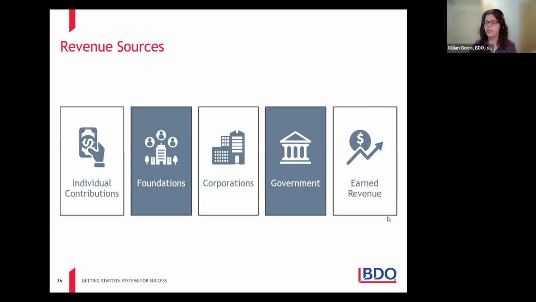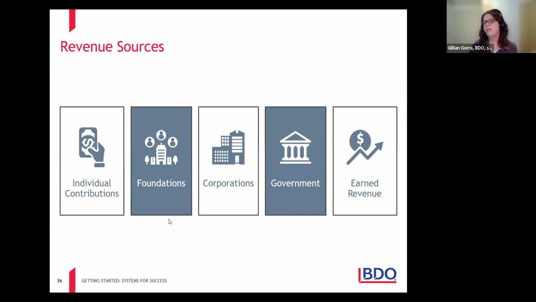Some pros and cons with each of these types of revenue to just kind of think through. People talk about revenue diversification all the time. I agree that it's important. It doesn't mean, however, that you need to have all of these types of revenue represented.